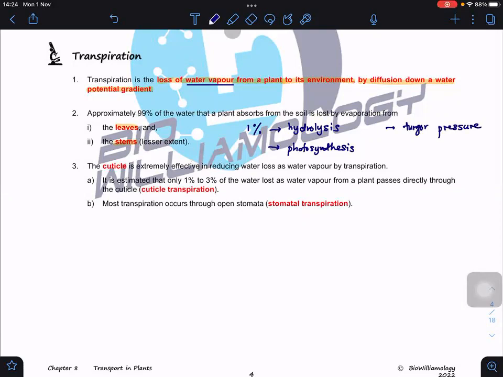So generally, around 99% of this water will be evaporated from the leaf or from the stem, but the majority from the leaf. When this water evaporates and is lost through the leaf or stem, this process is termed transpiration. Are you clear? It's termed transpiration, as long as they lose it in the form of water vapor.